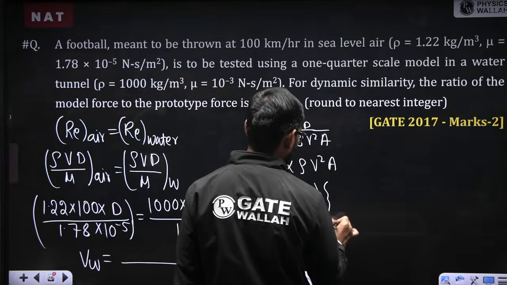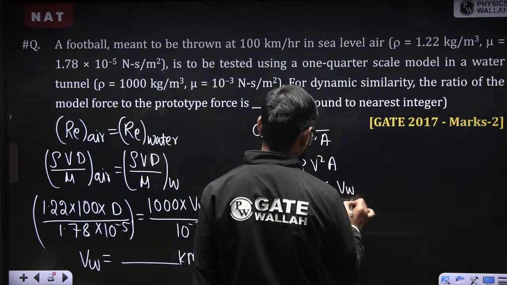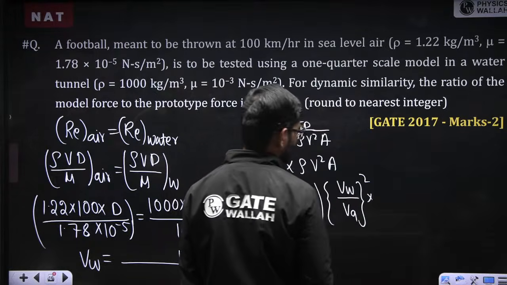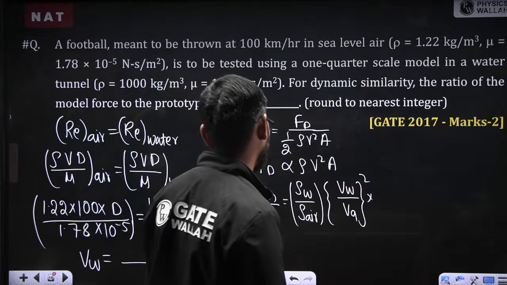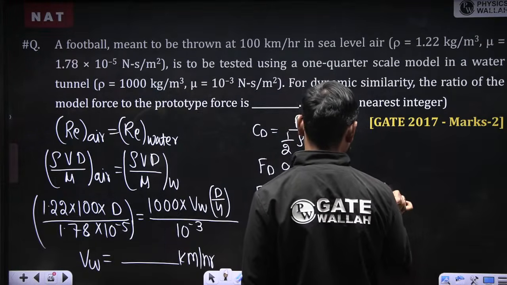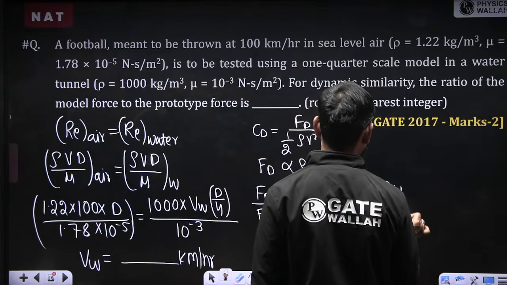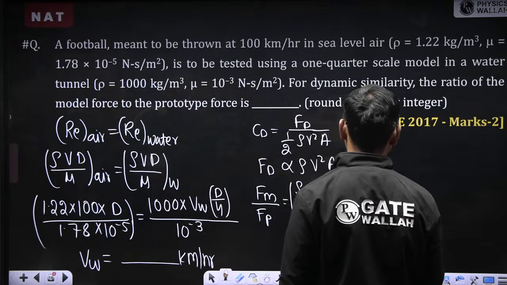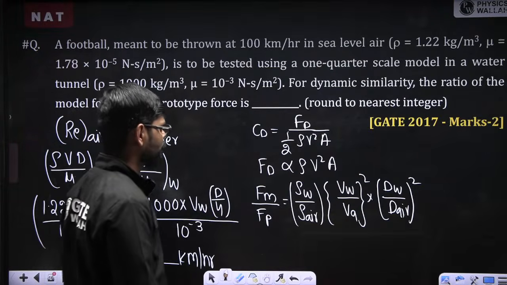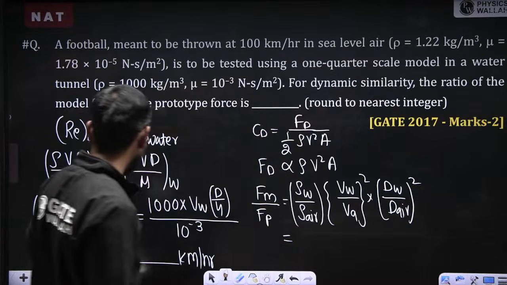into V of the water to the V of the air square, into area pi by 4 d square, pi by 4 d square. So d of water by d of air whole square. So A is equal to pi by 4 d square, right? You just calculate these values first. You tell me what is the V of water value?